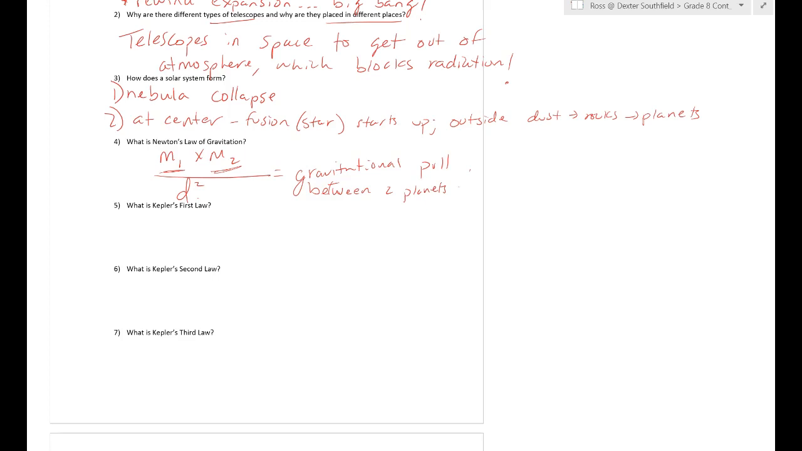When talking about Kepler's laws, we're not going to get bogged down in all the details, so we're going to move kind of quickly through this. Kepler's first law is that planets move in an ellipse. So a circle that's kind of flattened, right? So rather than a circle, they move slightly like that, okay?